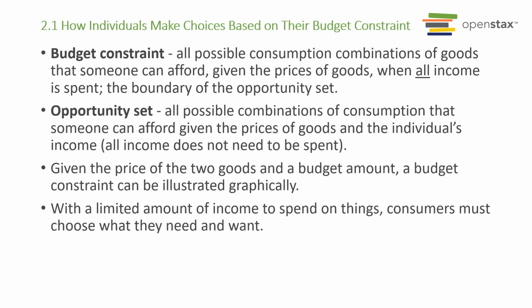All right, so let's talk about individual consumers. Know what a budget constraint is. A budget constraint is all the possible consumption combinations of goods and services that somebody can afford, given the prices of the goods, when all the income is spent. So imagine the income you have and you have to spend it between two goods. What are the different combinations of the two goods you can purchase? That is measured by our budget constraint. We also have something called an opportunity set. It's all possible combinations of consumption that someone can afford given the prices of goods and the individual's income. So the budget constraint is the same thing as an opportunity set.